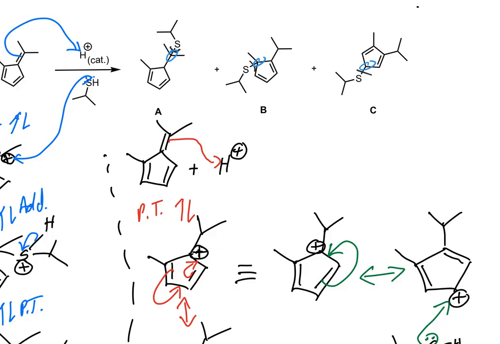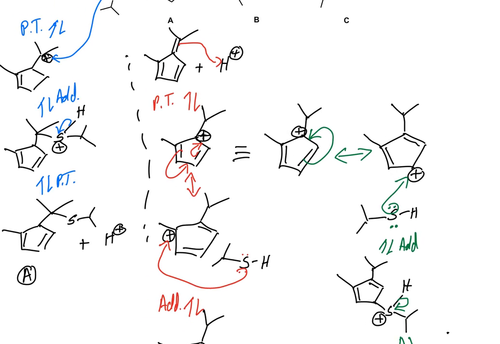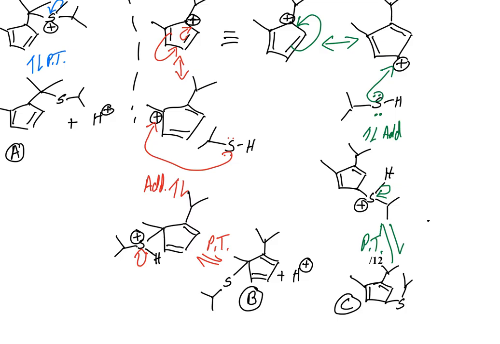Carbocations can rearrange, but this isn't a rearrangement. This is resonance, all right? It's just moving pi bonds. 1, 2, you could do it in more than one step if you wanted to. Sulfur adds, same deal as before, proton transfer. If you just did one arrow, sulfur adds, proton transfers, all those things.